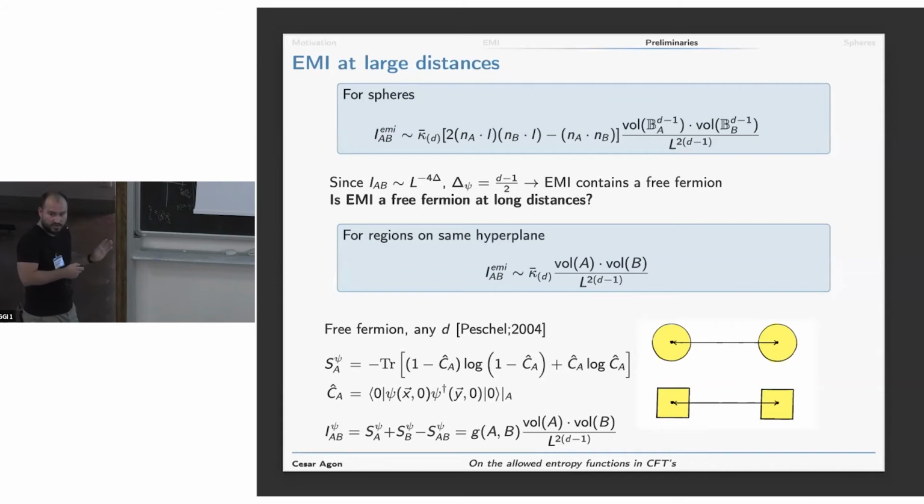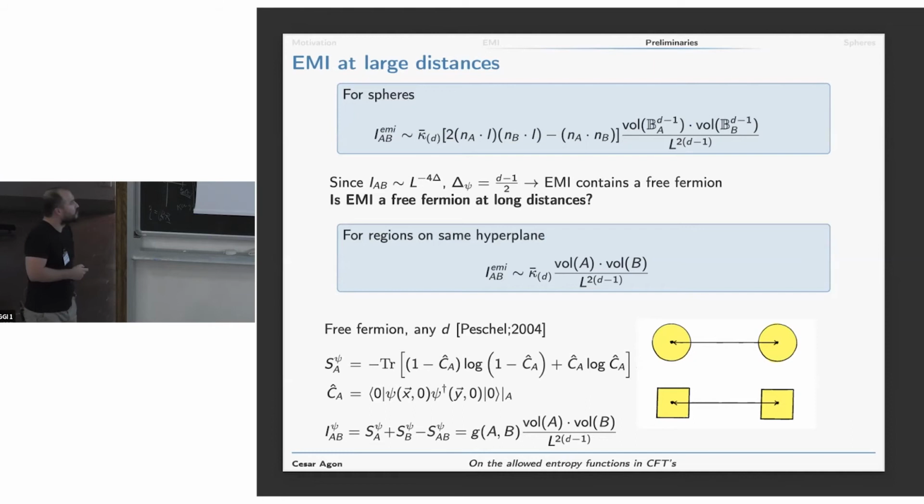We get something that goes like the volume of the spheres with some power and some tensor structure that have exactly this form. And if you can recognize, this was exactly the dependence that comes from a fermion field. By looking at the way this decays with the distance, you can discover that the fermionic field is a free fermion. So essentially, at long distances, the EMI necessarily contains a free fermion. This is the conclusion. And maybe that explains why the various central charges were more or less similar.